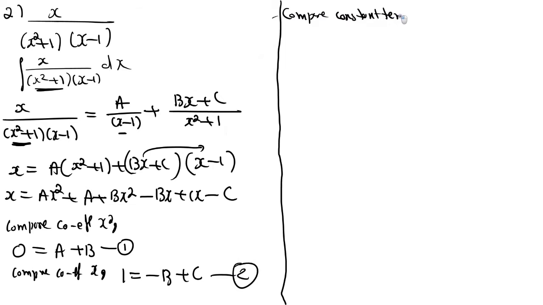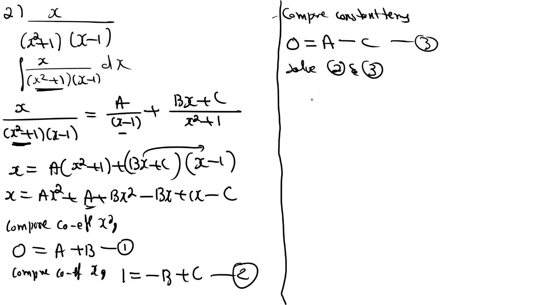Constant terms. What's a constant term here? There is no constant term on the LHS, so 0 is equal to the constant terms on the right, a and c a minus 3. Take 3. First solve equations 2 and 3.